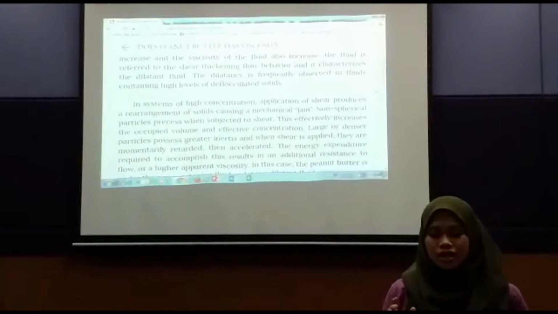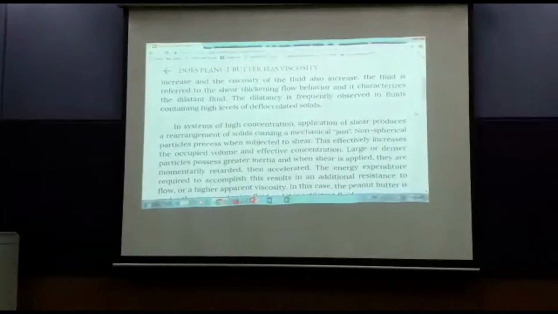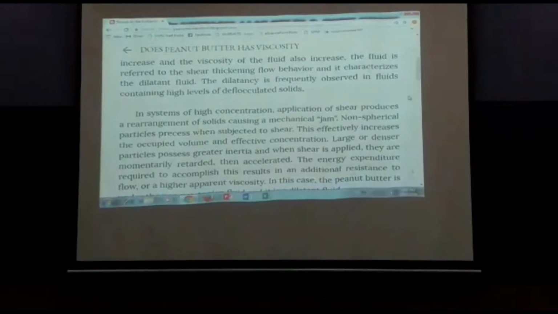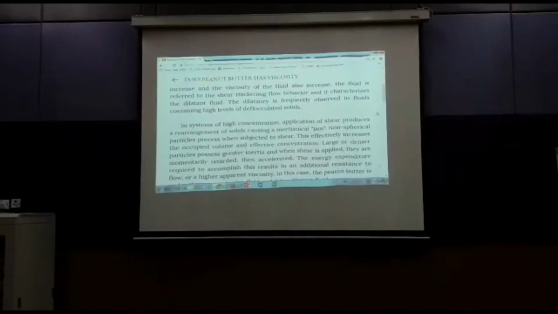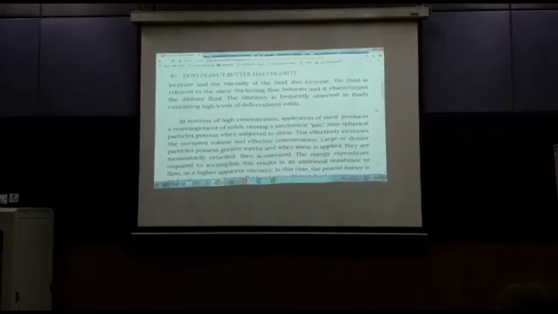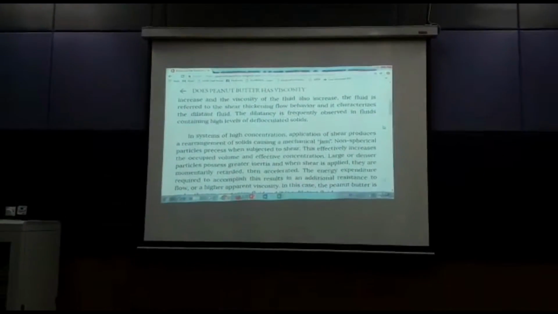The accepted mechanism of dilatancy depends on 4 factors: increased particle interaction, which are concentration, anisotropy of shape, size, and density.